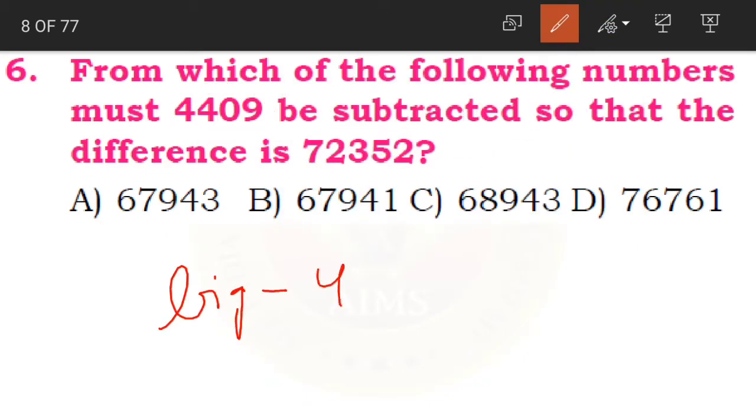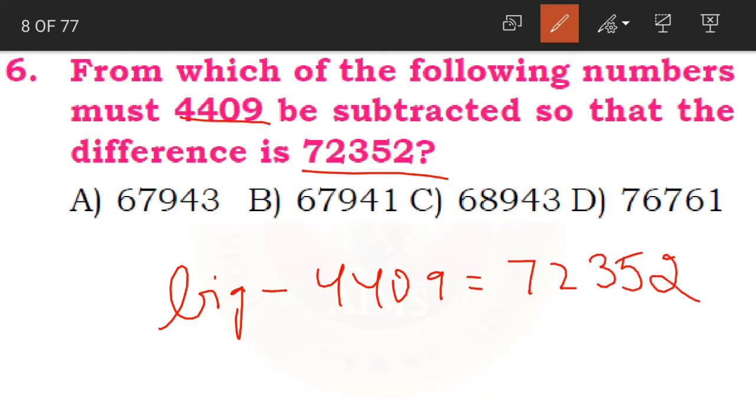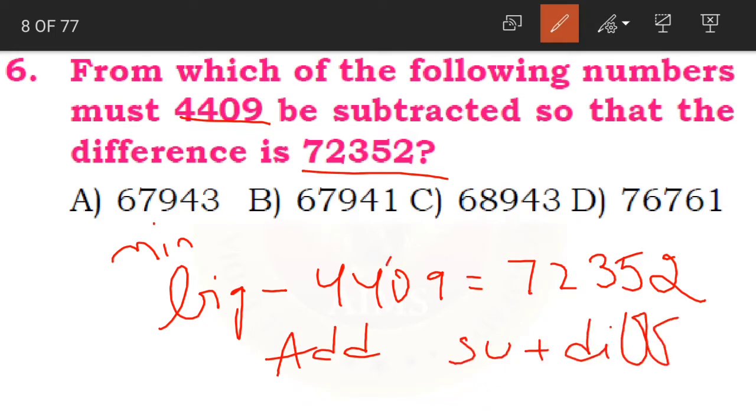So here we do not have the bigger number. We need to find out minus 4409 is equal to 72,352. If you remember, children, from what are we finding here? We are finding out the minuend. For finding out the minuend, what do we do? We add subtrahend and the difference. Yes, we need to add these two numbers to get our minuend.